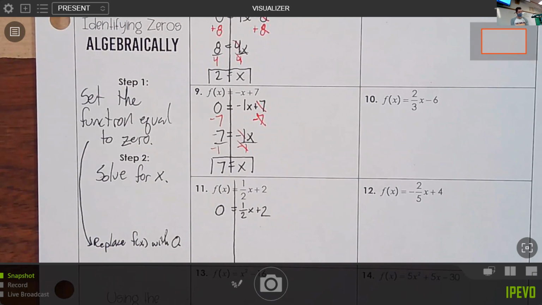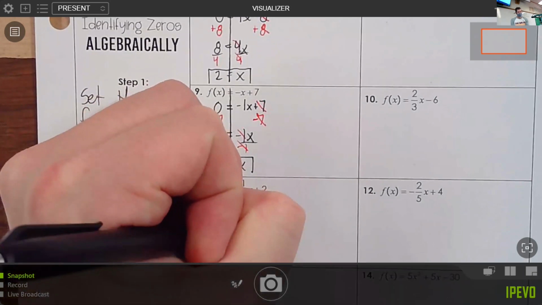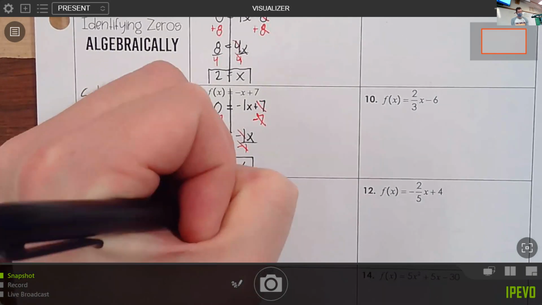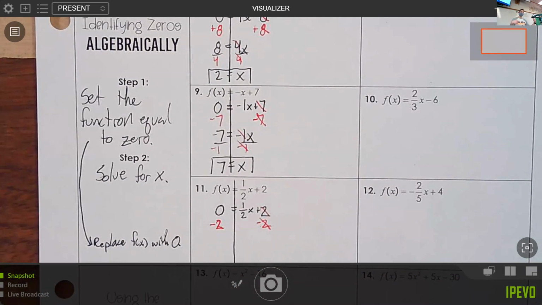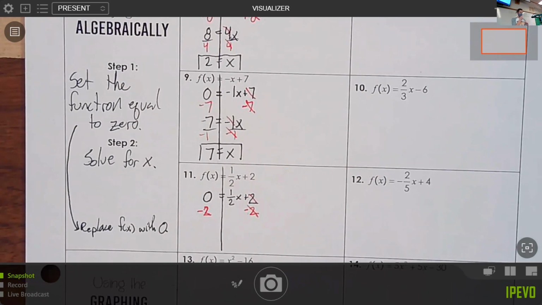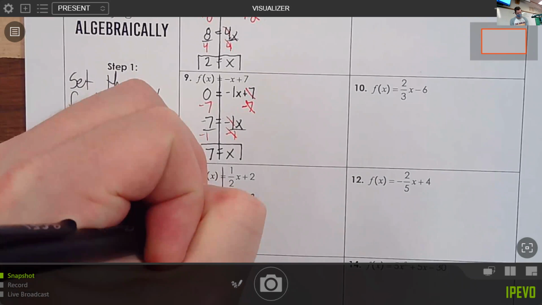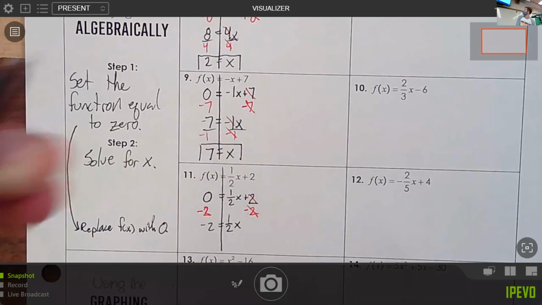Subtract 2. By the way, just a reminder, when it's a two-step equation, you're always going to do the addition or subtraction first, because order of operations works backwards when you're working on equations, because you're undoing what's already been done. So 0 minus 2 is negative 2, and that would be 1/2 times x right there.